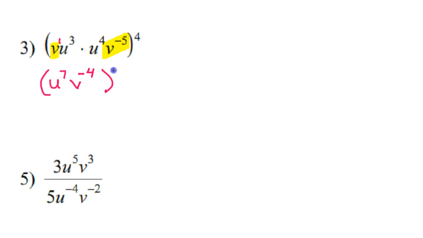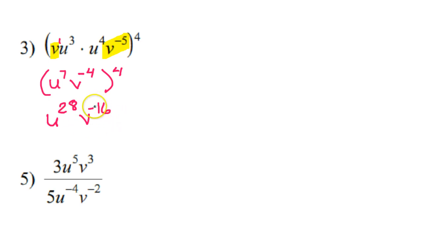But then we have this 4 on the outside. Now, when you have a power raised to a power, you multiply. So we're going to wind up multiplying both of these by 4. So that will give me u to the 28th power and v to the negative 16 power.